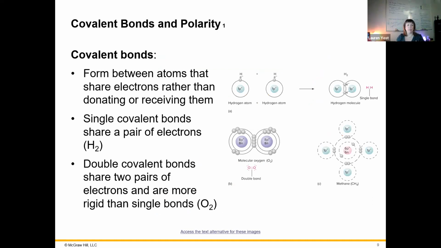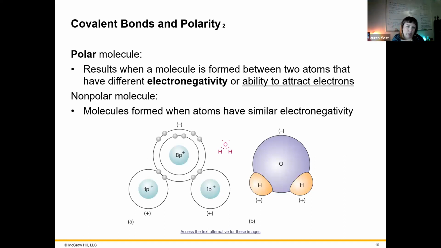So covalent bonds, these are, again, sharing of electrons between two atoms. A single covalent bond can share a pair of electrons, so one from one atom and one from the other atom, right? And then we can have more bonds added in there. I'm not too concerned about going into the details of that. Polarity of molecules, however, is determined by the electronegativity of the atoms that are involved.